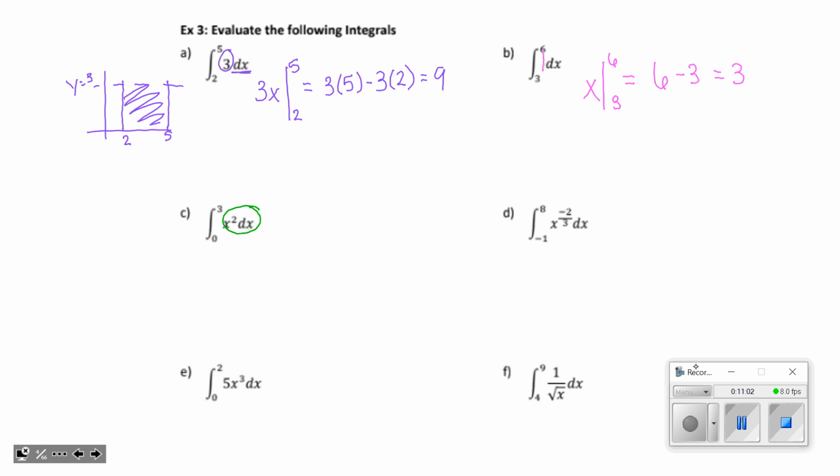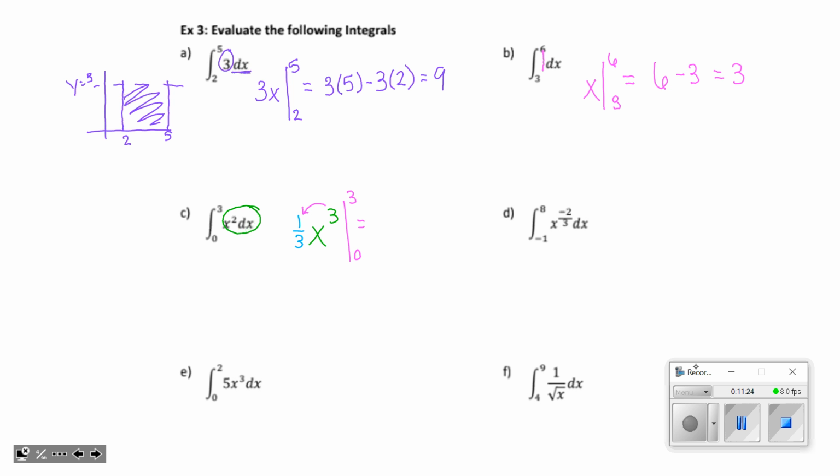So if it was x to the third, there has to be a 1/3 in front of it. Because now when I take that derivative, this 3 is going to come down. It's going to be 3 over 3, and it cancels. So it's going to be 1/3 x to the third evaluated from 0 to 3.